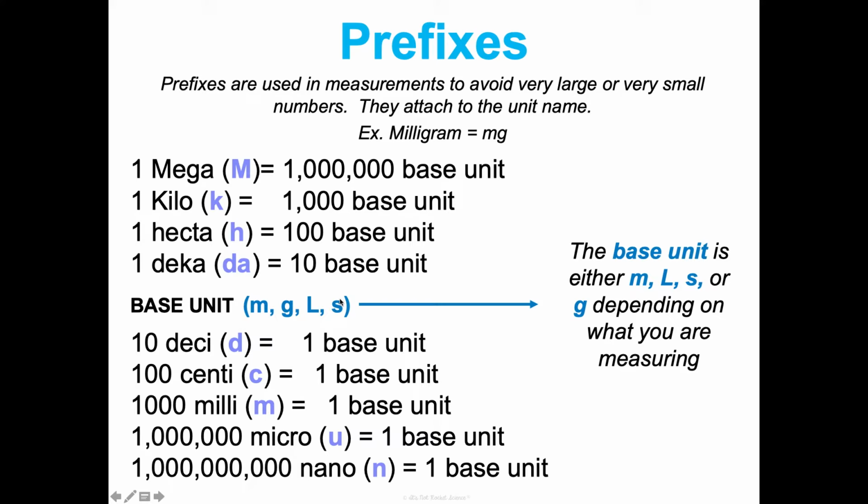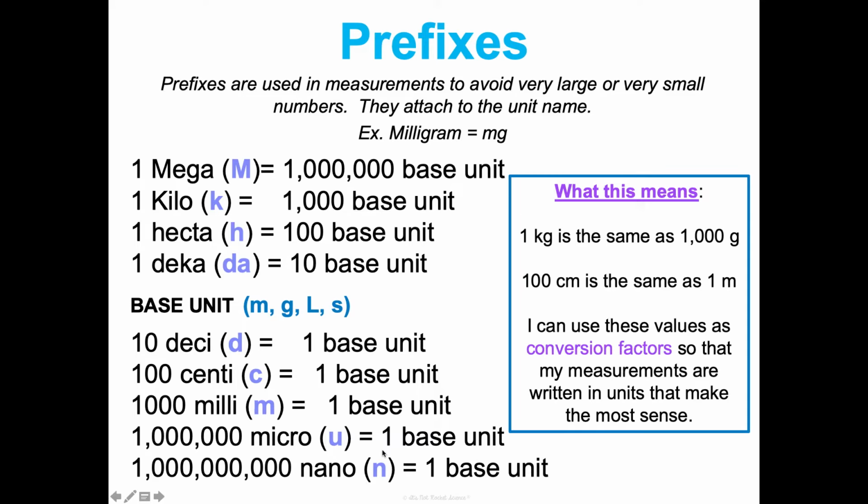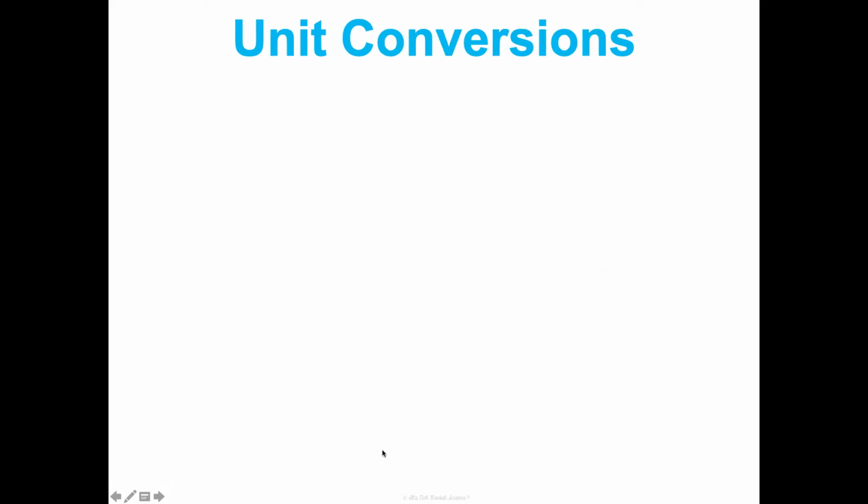Okay, so that's where we're going to be using these prefixes. And these values are going to be given to you in my class. So 1 kilogram, same as 1,000 grams. 100 centimeters, same as 1 meter. And we're going to use these to convert measurements so that they make the most sense.